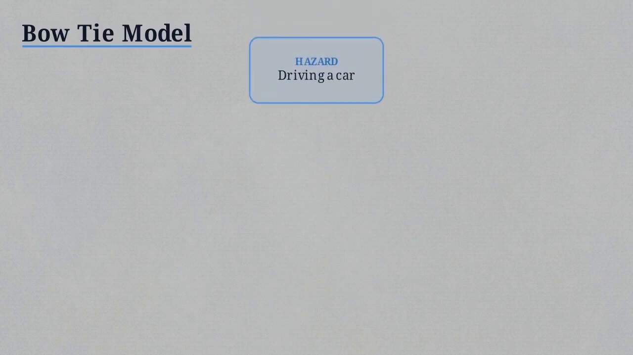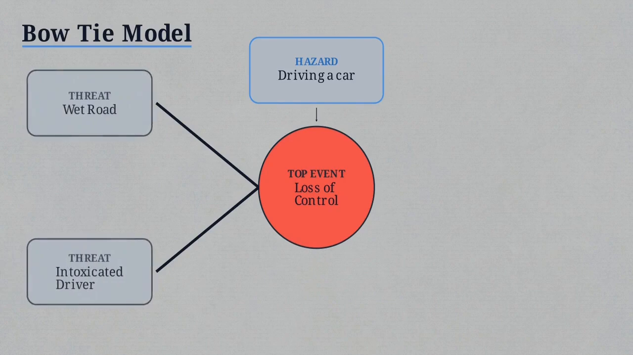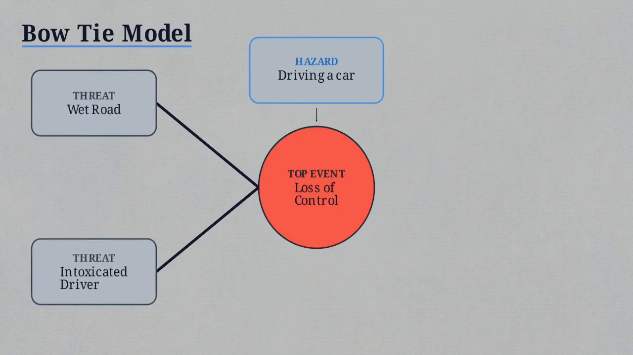Let's map out that driving scenario using a visual tool designed for this exact purpose. As this diagram shows, we start by placing the hazard, driving, and the top event, loss of control, right in the center of the screen. Now we look at what causes that loss of control. We draw lines branching out to the left to represent threats. These are the specific root causes that trigger the crisis, like a wet road or an intoxicated driver.